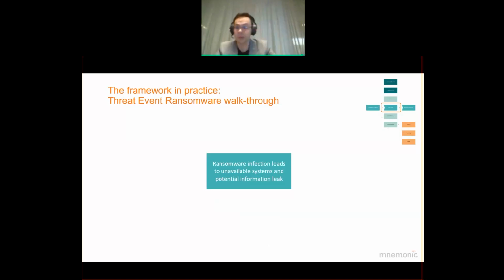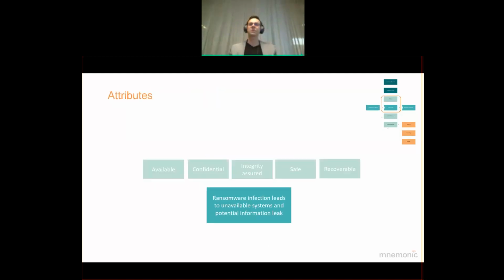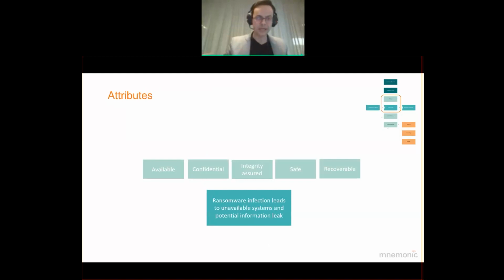So how do we navigate the model? That's one of the beauties of the model. We can go up, we can go down, we can go left. In this case, let me guide you first up, to the business side. How do we connect this ransomware event to the business side? We have defined several attributes, not only the typical availability, confidentiality and integrity, but several more that are relevant in today's security. In our model, ransomware connects specifically to safe and also to recoverable.